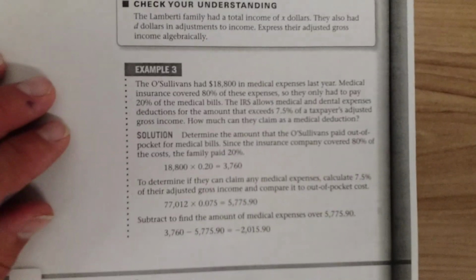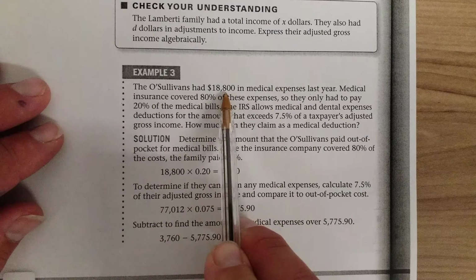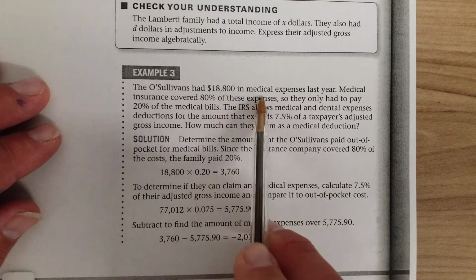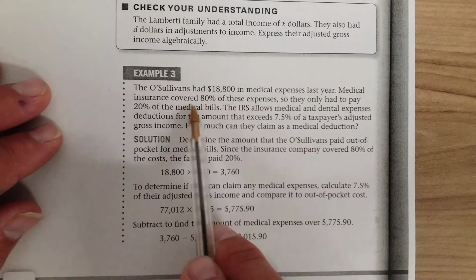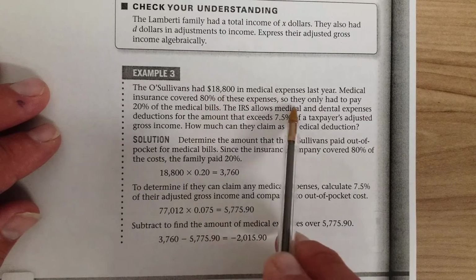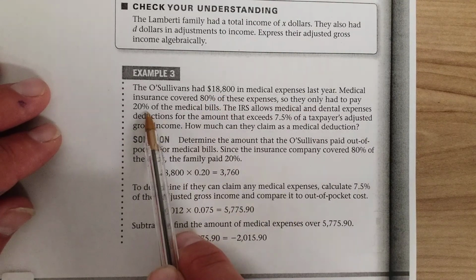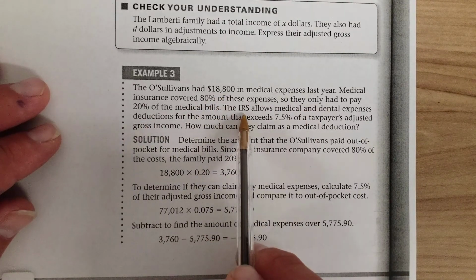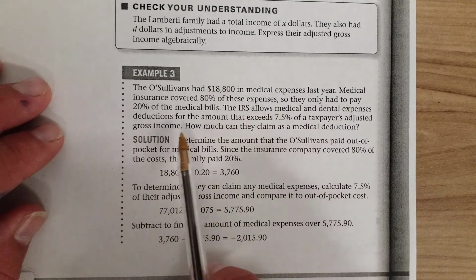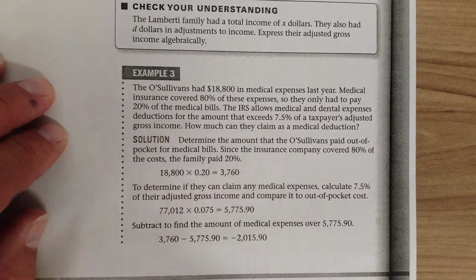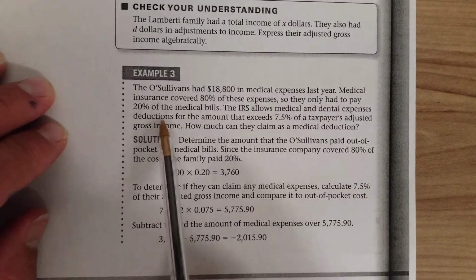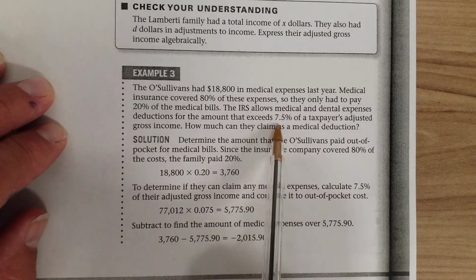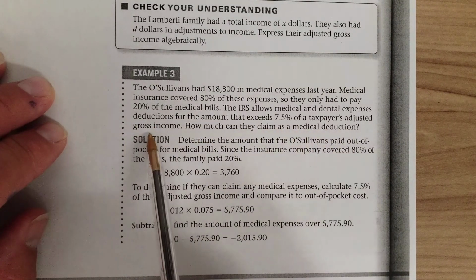So let's look at another example. They had $18,800 in medical expenses. Medical insurance covered 80% of these, so they only had to pay 20% of their medical bills. Well, guess what? The IRS allows medical and dental expenses to be claimed as deductions. They allow these deductions for the amount that exceeds 7.5% of a taxpayer's adjusted gross income.